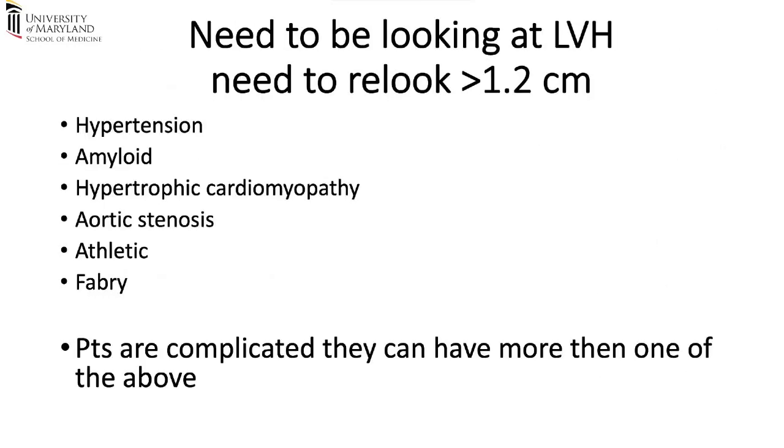So we need to be looking at left ventricular hypertrophy and look at wall thicknesses greater than 1.2. And when we do this, think of all the things that left ventricular hypertrophy could be. The most common is hypertension. We see that all the time. Hypertrophic cardiomyopathy, aortic stenosis, an athletic heart, Fabry's disease, and of course, amyloid. So the patients are complicated. They have more than one of the above. They could have aortic stenosis and left ventricular hypertrophy and hypertension. So how do we narrow this in to amyloid? That's one of our big challenges.